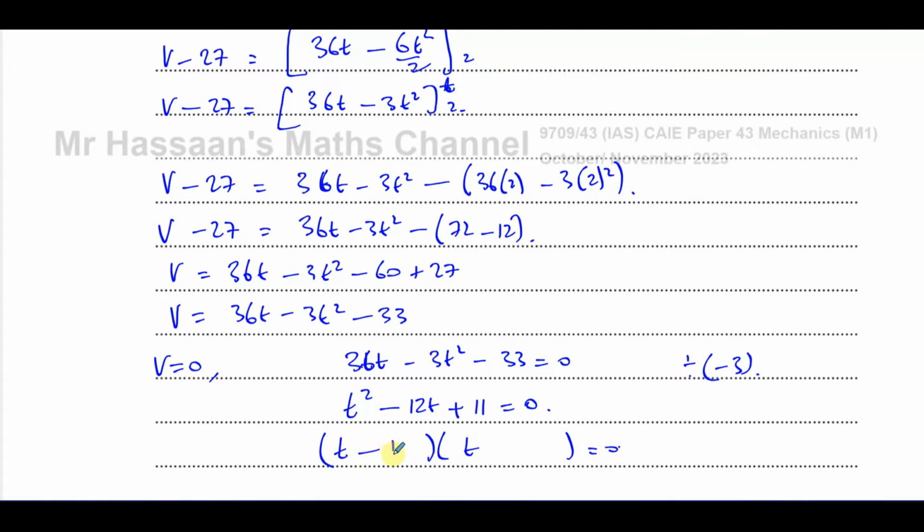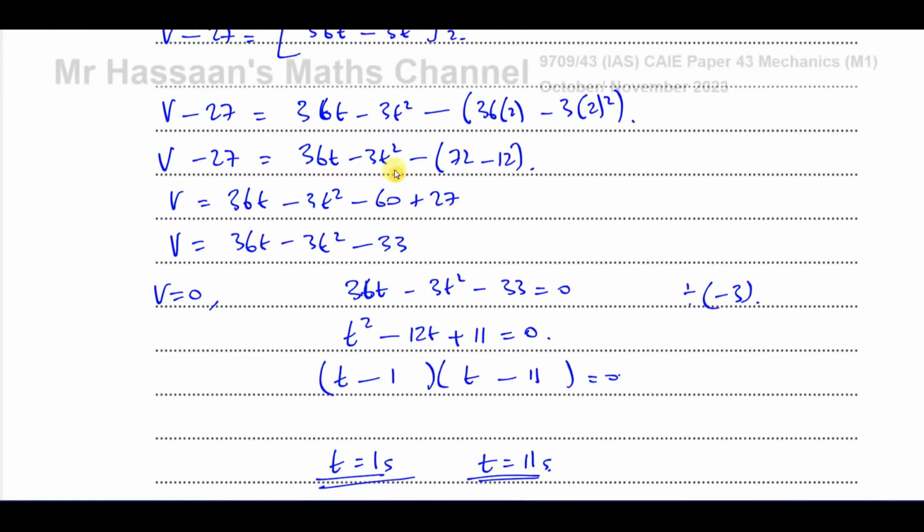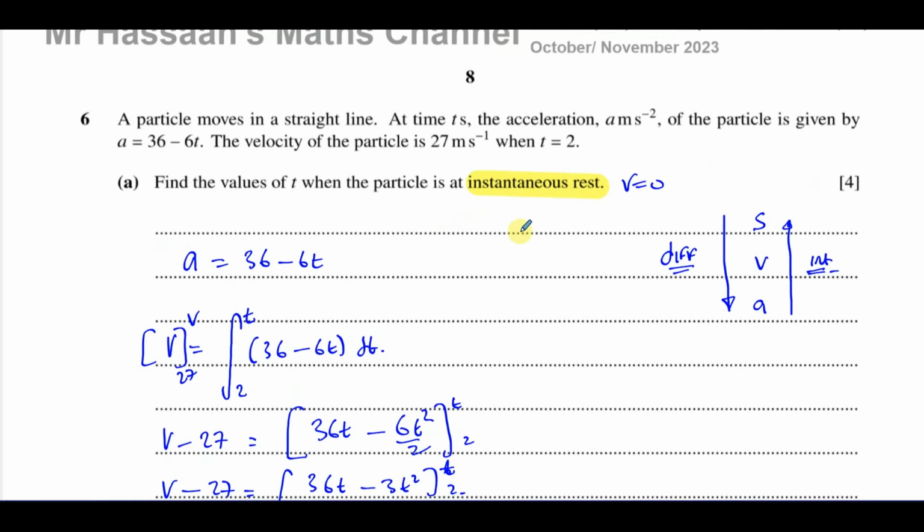Looks like it's going to be -1 and -11. Those two will multiply to give you plus 11 and add to give you minus 12. So you end up with t equals 1 second and t equals 11 seconds. Those are the two times when it's going to reach instantaneous rest.